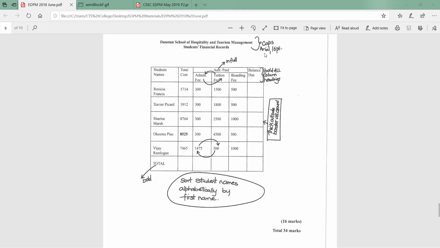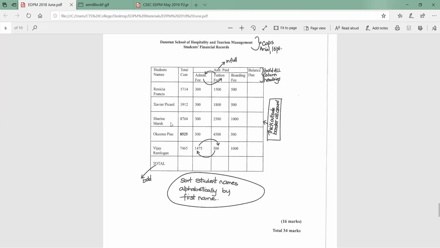Caps, your font style is Arial. The size of your text is 16. Amount has to be spelled out. Bold all column headings. Student name, total cost, amount paid, all these fees, balance due, all has to be in bold. Thick outside border all around. When you're finished typing your information, you would select it. There's an option here called thick outside border. That is how you are going to do that, right? So take note of the formatting that you have to apply on your sheet.